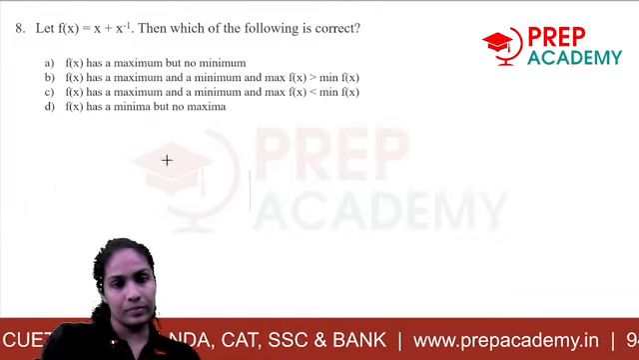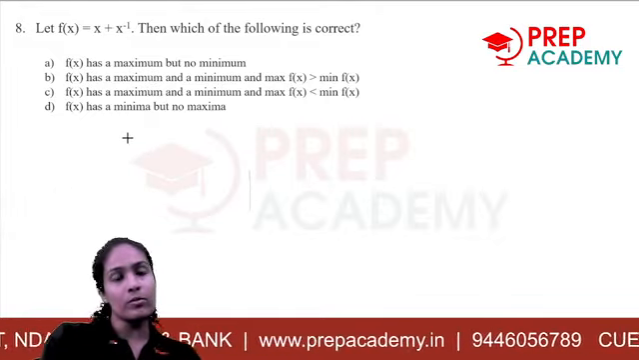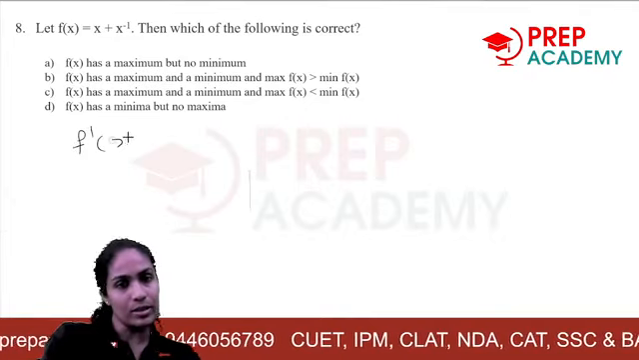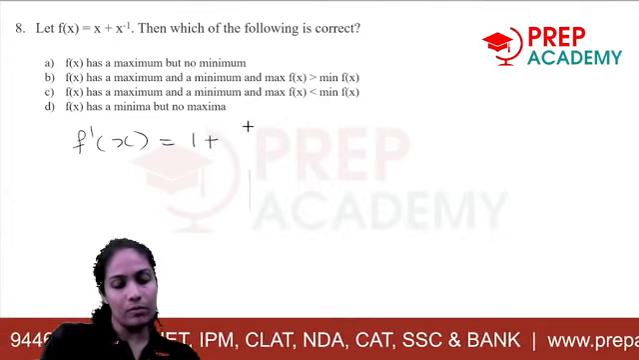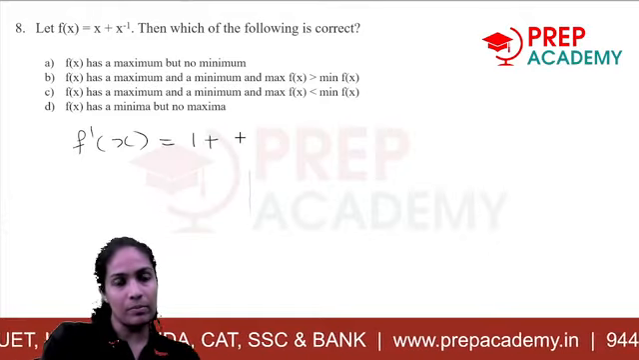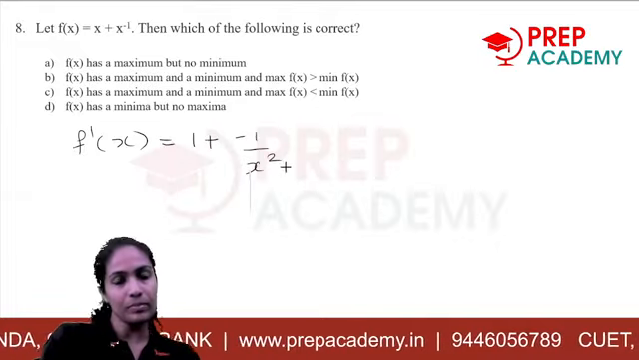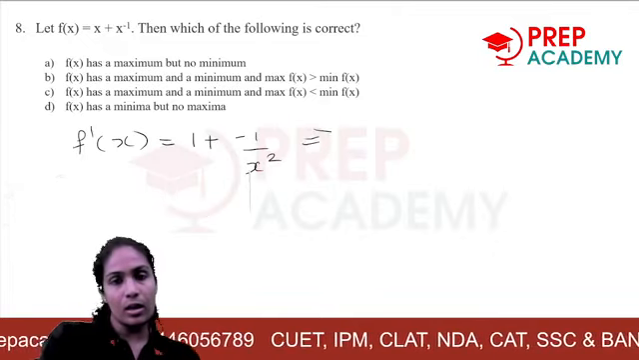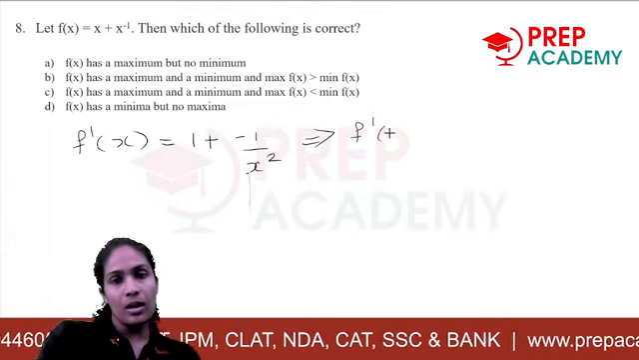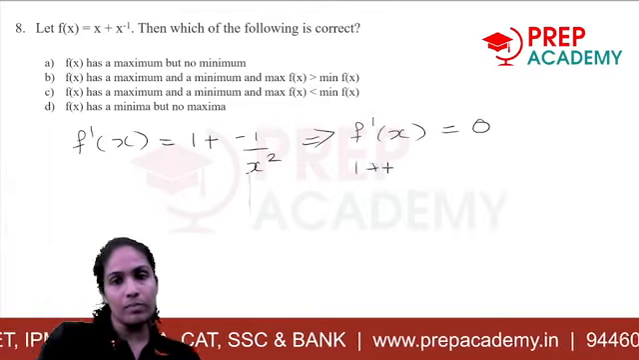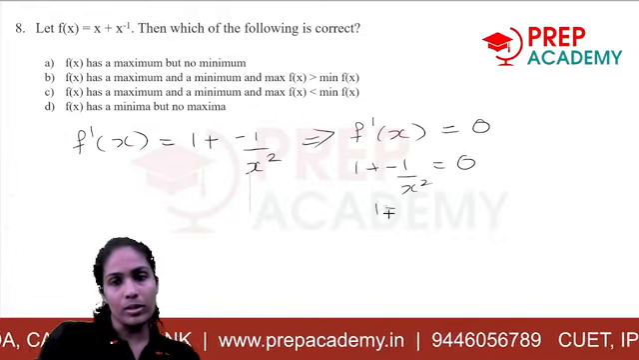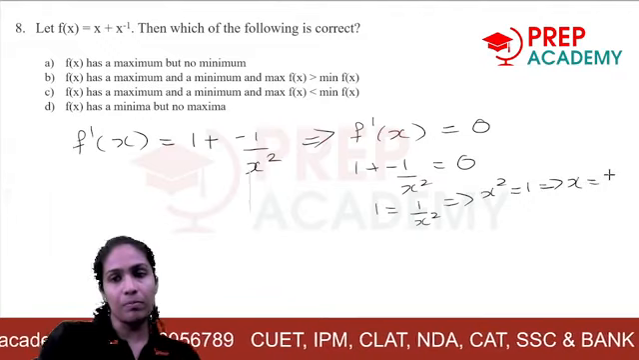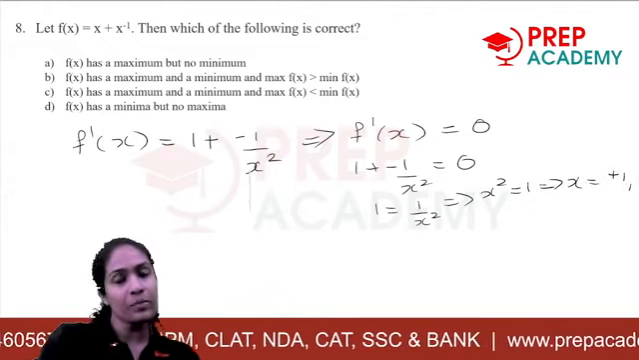So here you have to check the maxima and minima. In order to check the maxima and minima, you have to find the first derivative. So f dash of x is the derivative of x, which is 1, plus the derivative of x raised to minus 1, which means 1 by x. The derivative of 1 by x is minus 1 by x square. So f dash of x is equal to 1 plus minus 1 by x square. The next step is to find the critical points. To find the critical points, substitute f dash of x equal to 0. That is, 1 minus 1 by x square is equal to 0. So 1 is equal to 1 by x square, which implies x square is equal to 1, so x is equal to plus or minus 1.